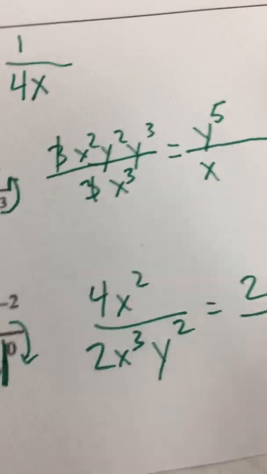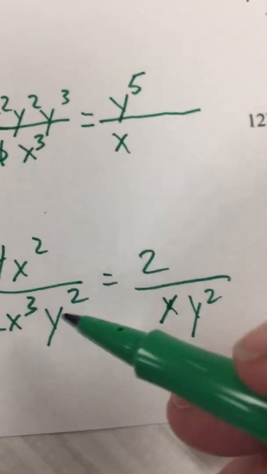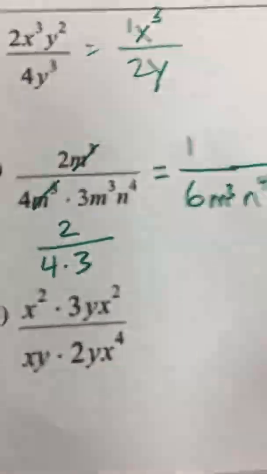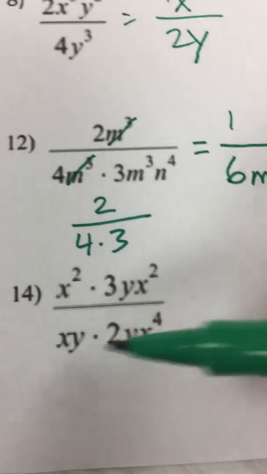It's only one y piece, so it stays where it is, y squared, and there it is on bottom, y squared. So the y squared didn't have any other y, so it stayed on bottom. So there was your final answer. Number 14, any negative exponents? Nope.